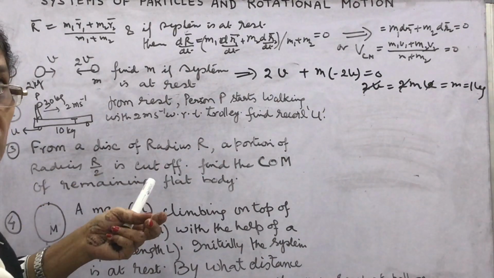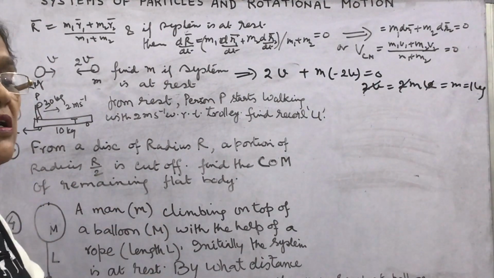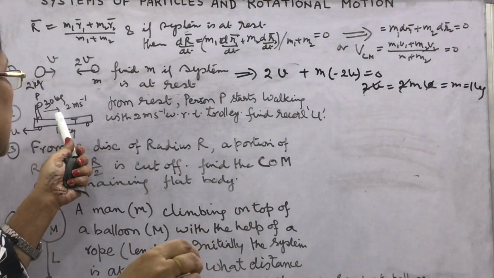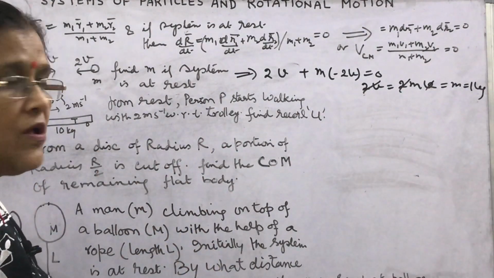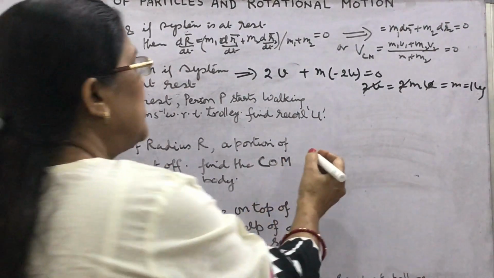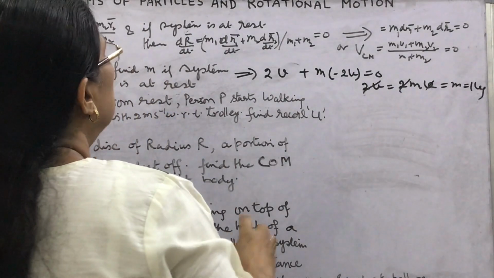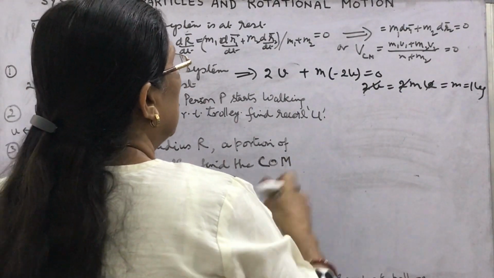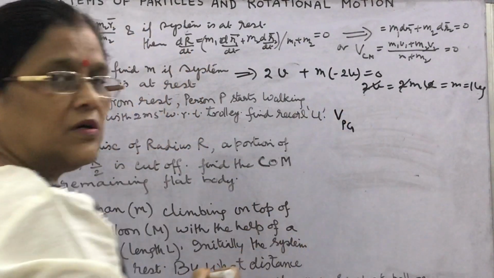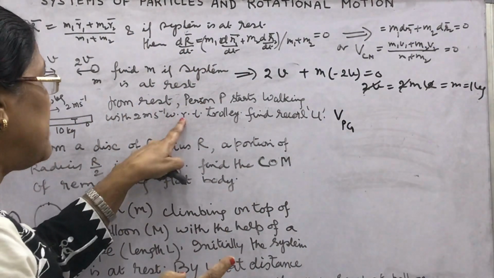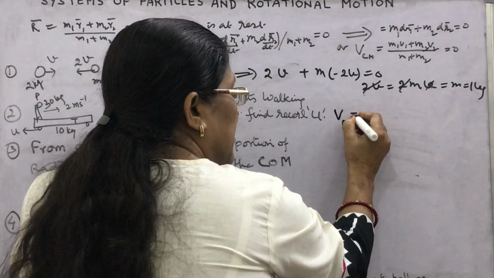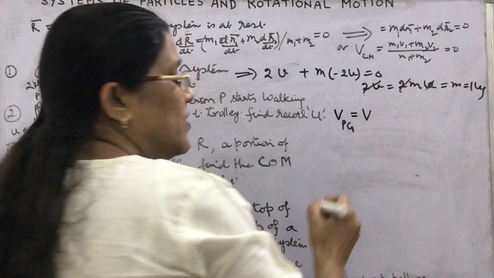Then how to solve? Look, from the rest position, the person starts walking with a velocity of 2 meters per second with respect to the trolley. This is very important. How will you solve this question? Look, the velocity of the person with respect to the ground is not given. This 2 meters per second is with respect to the trolley. Then how will you write? This can be written as the velocity of the person.